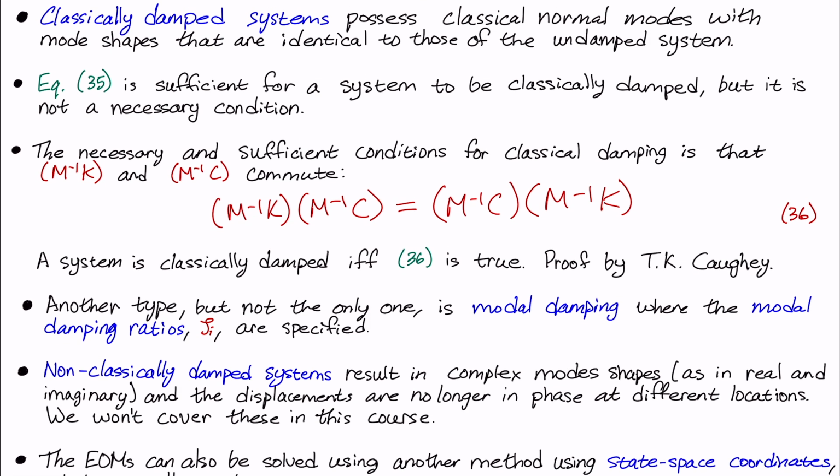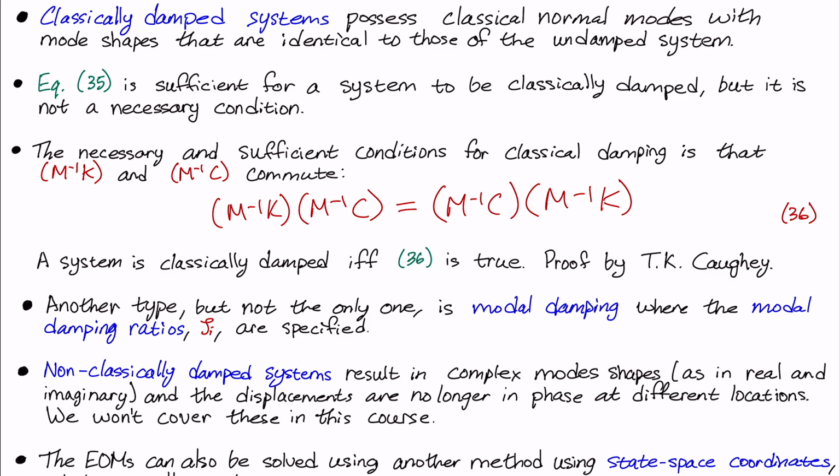So another type of classical damping, like I mentioned, is modal damping. This is where you prescribe what the damping ratios are for each mode. Generally, you'd measure those from an experimental frequency response function, specify those, and then you would go and compute the damping matrix directly.